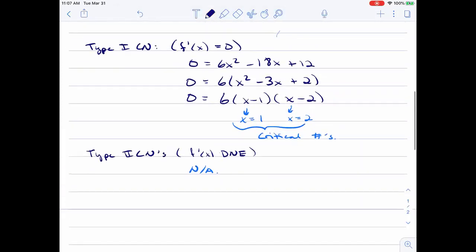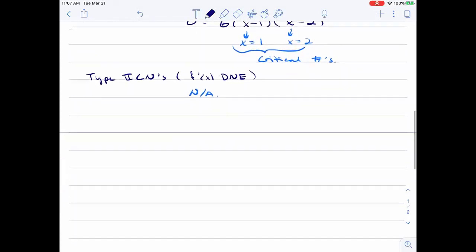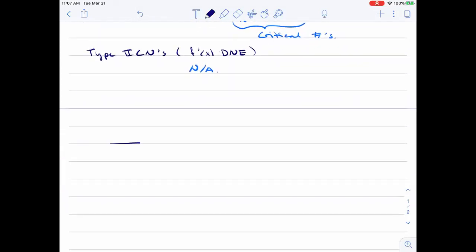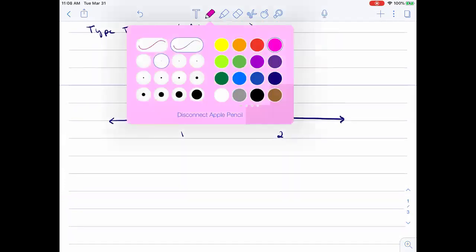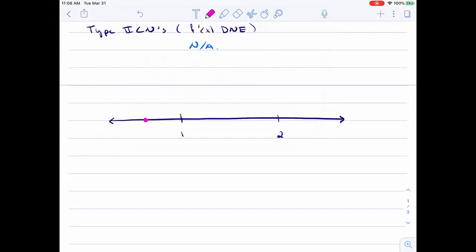I think the easiest way to do that is to just use a number line. I'll use a new page here. I've got critical numbers at x equals 1 and x equals 2. How it behaves beyond that, it'll all be the same. So what I do is pick values in each of these intervals, let's say 0, 1.5, and 3. You can pick any number in each interval.